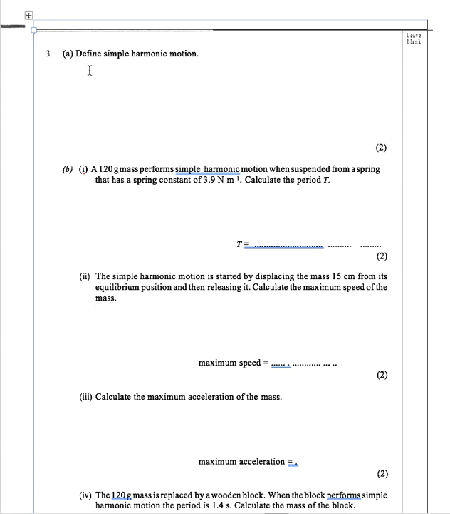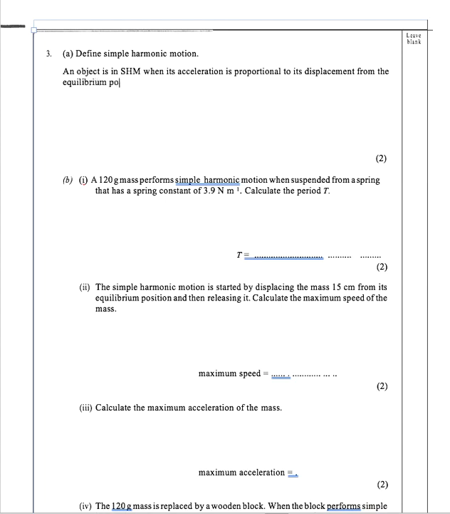Defining SHM then, I would say an object is in simple harmonic motion when its acceleration is proportional to its displacement from the equilibrium position and always directed towards the equilibrium position.